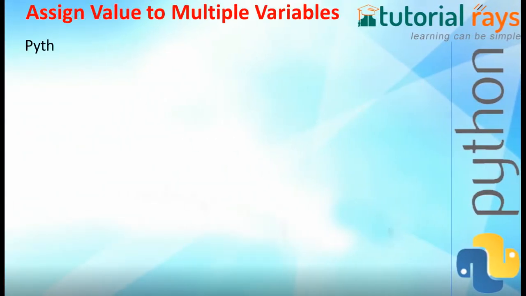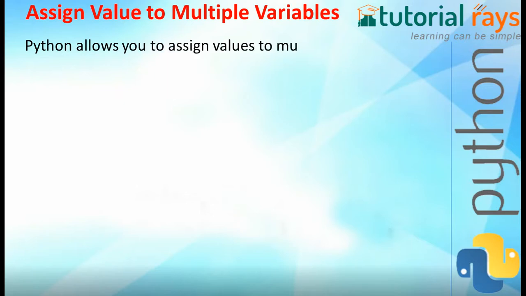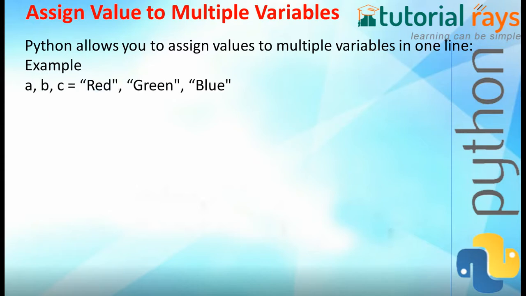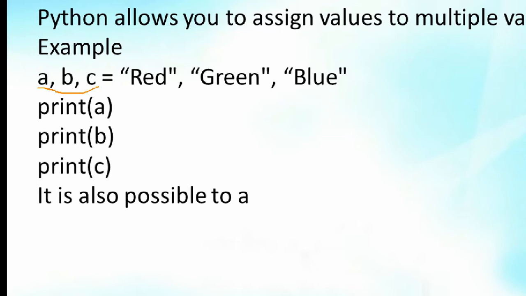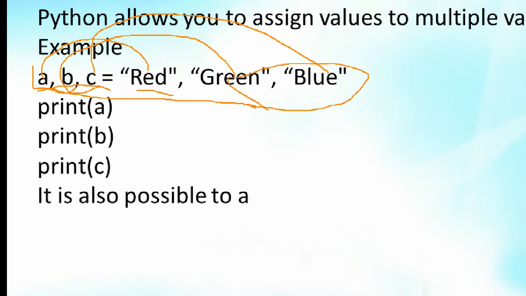Now, assigning values to multiple variables. Python allows you to assign values to multiple variables in one line. For example, A, B, C. Here you can see we are assigning in a single line A, B, C, and this way red is assigned to A, green is assigned to B, and blue is assigned to C. So in a single line you can assign the variables. When you print A, B, C, then it will print red, green, and blue.